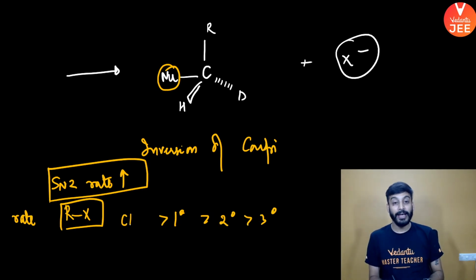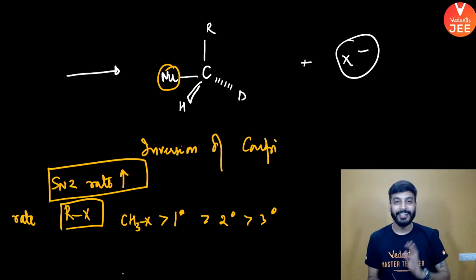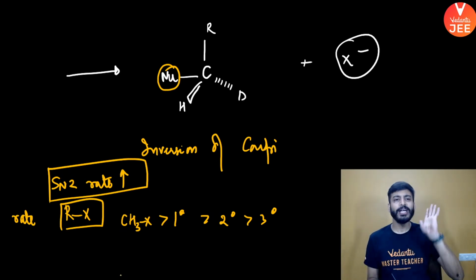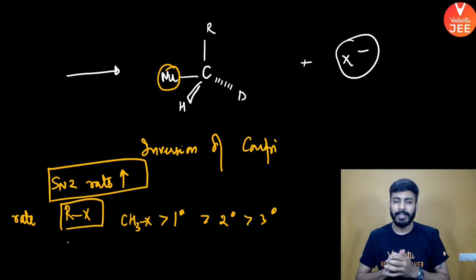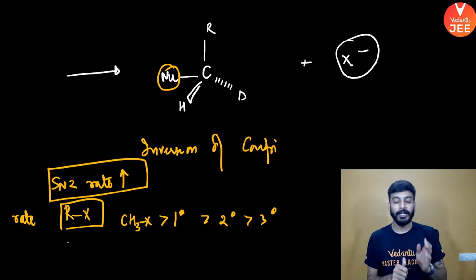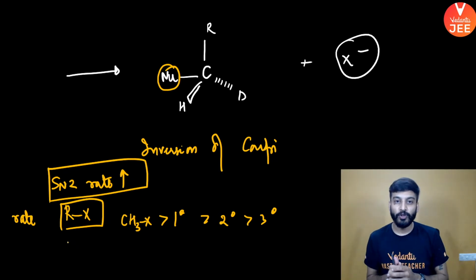And one more thing I would like to tell: the best one is methyl halide. Understood? So always remember 123. If my alkyl halide follows the order of 123, the attack of the nucleophile from the backside would be easy. So I will get inversion of configuration.